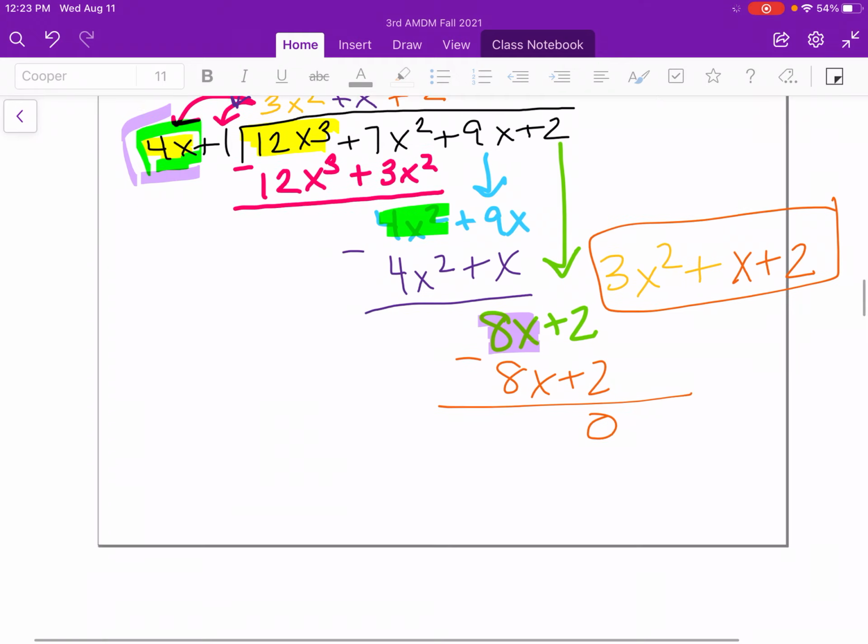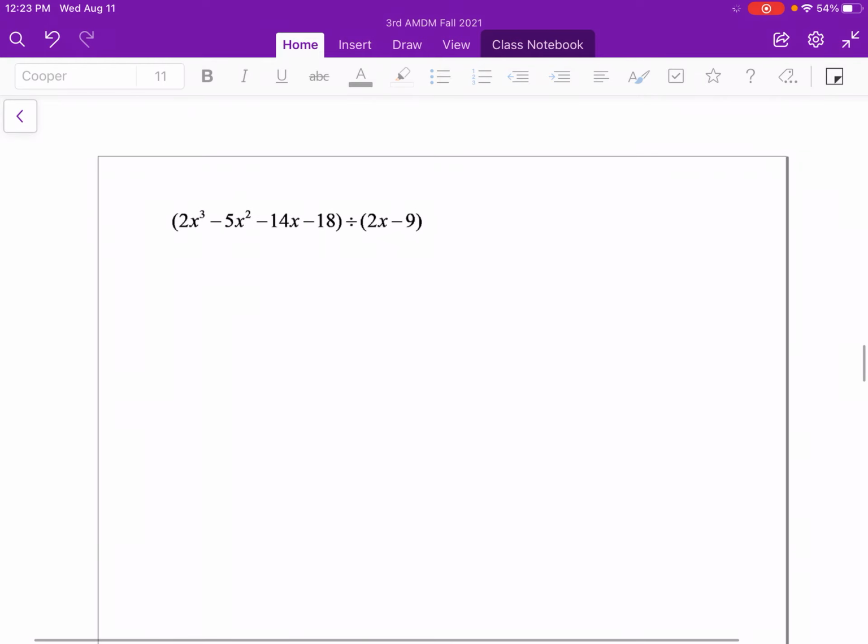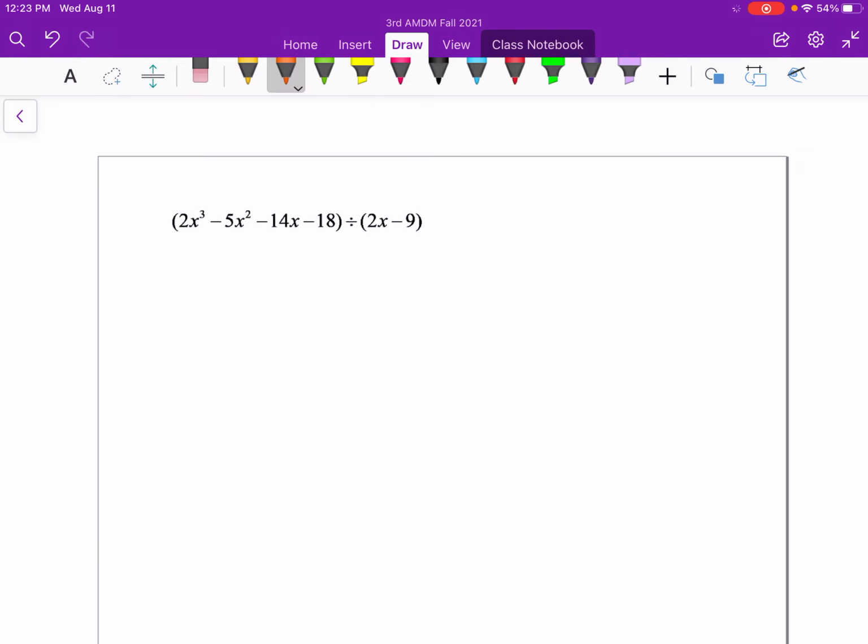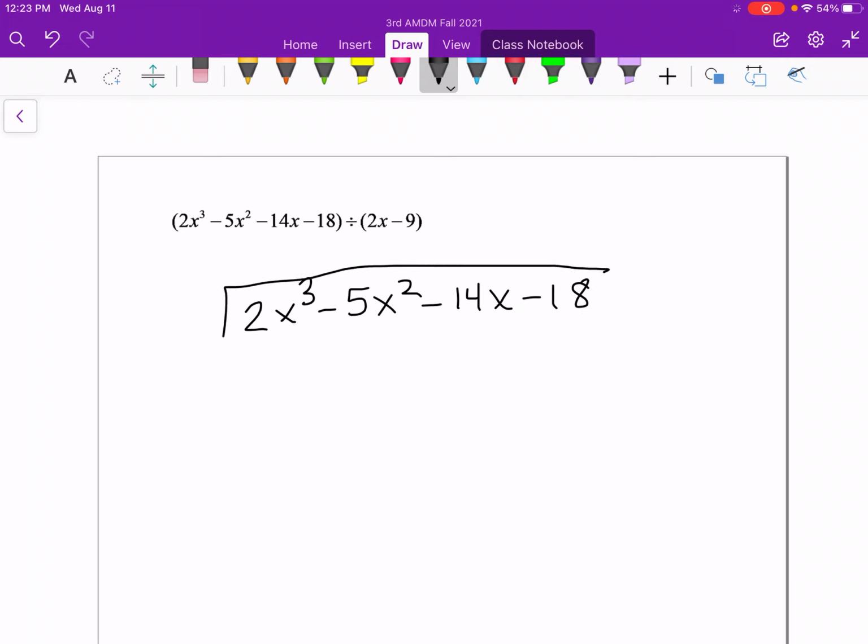We keep going. Another example. I've got 2x cubed minus 5x squared minus 14x minus 18 divided by 2x minus 9. I'm going to do this one in multiple different steps in case you like that way better. So I've got 2x cubed divided by 2x.